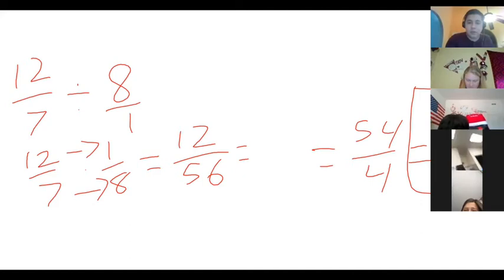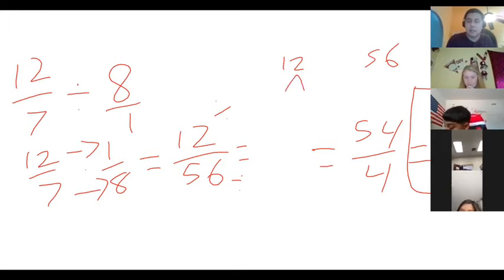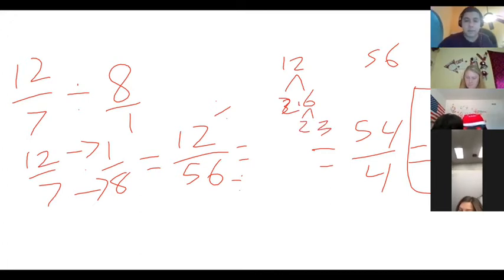Can we simplify it? We can. And this is how we try to do it, right? So let's just find what the greatest common factor is, right? So this could be split into 2 times 6, and then 6 can be split into 2 times 3, right?